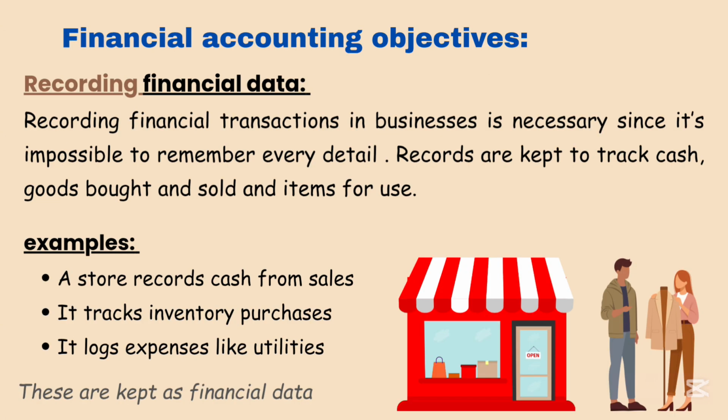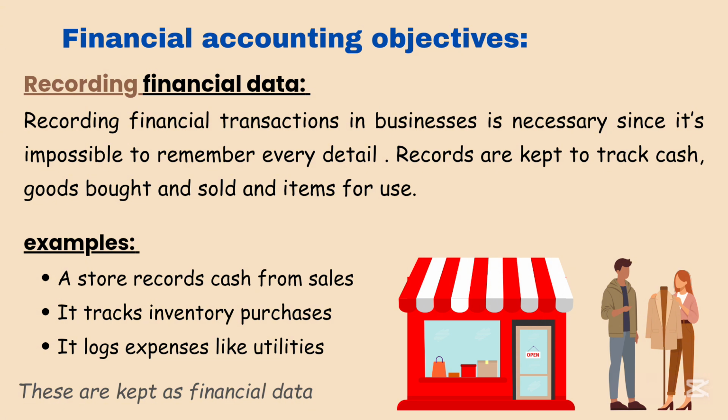Now, let's look at financial accounting objectives. Recording financial data. Recording financial transactions in businesses is necessary since it's impossible to remember every detail. Records are kept to track cash, goods bought and sold, and items for use. So, basically, recording financial data is a crucial part of running a business. Without records, it's nearly impossible to keep track of everything.